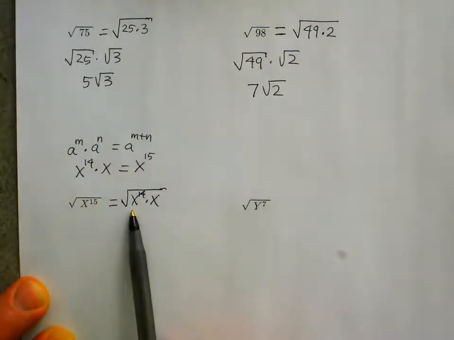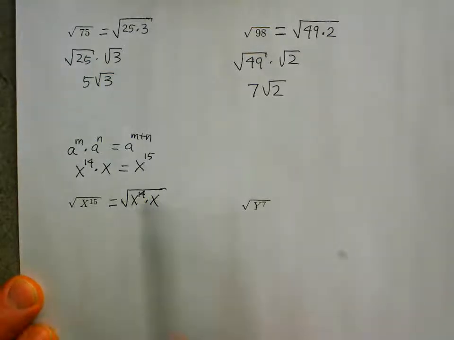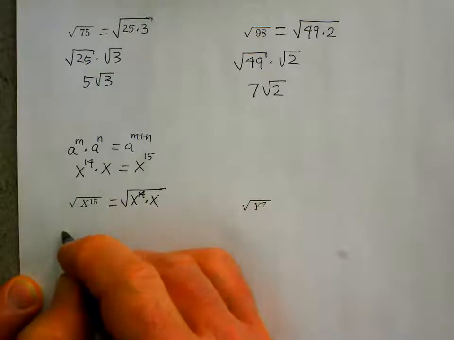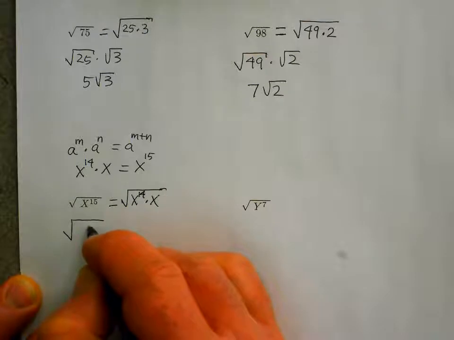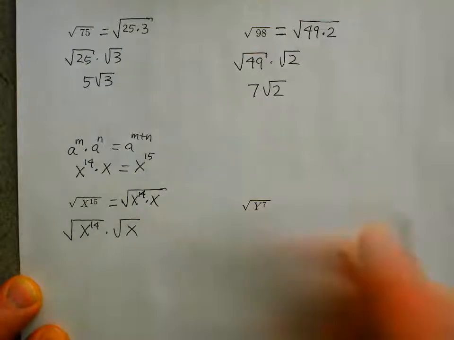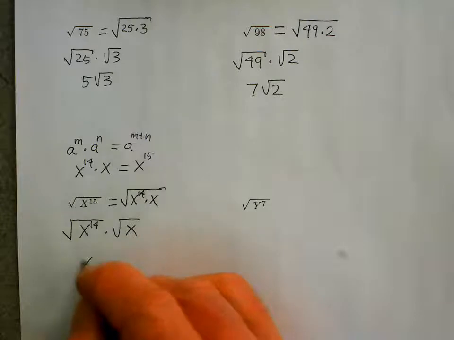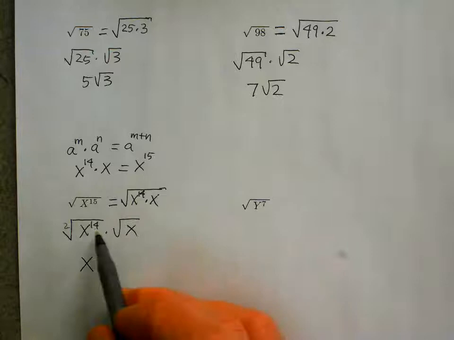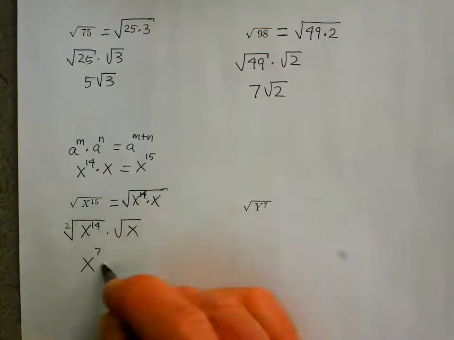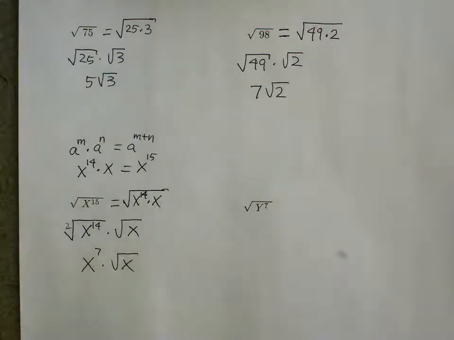X to the 14th is a perfect square because the exponent 14 is even. So we apply the product property of radicals, and we can write this as the square root of x to the 14th times the square root of x. And then the square root of x to the 14th is x to the 14 divided by 2. The index is 2. 14 divided by 2 is 7. So our simplified result is x to the 7th times the square root of x.